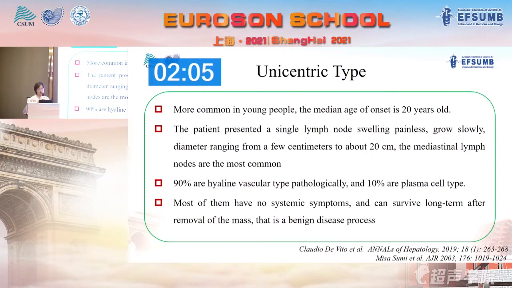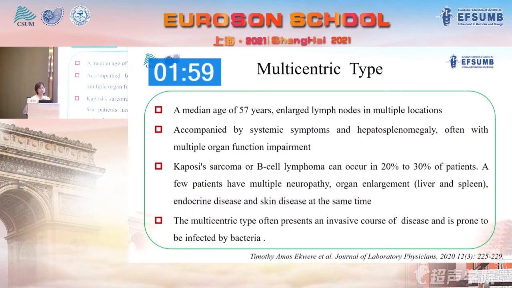Most of them can survive long term after removal. That is a benign disease process. In contrast, the multicentric type occurs more commonly in patients with a median age of 57 years. The patient presents with enlarged lymph nodes in multiple locations, accompanied by systemic symptoms, often with multiple organ function impairment.